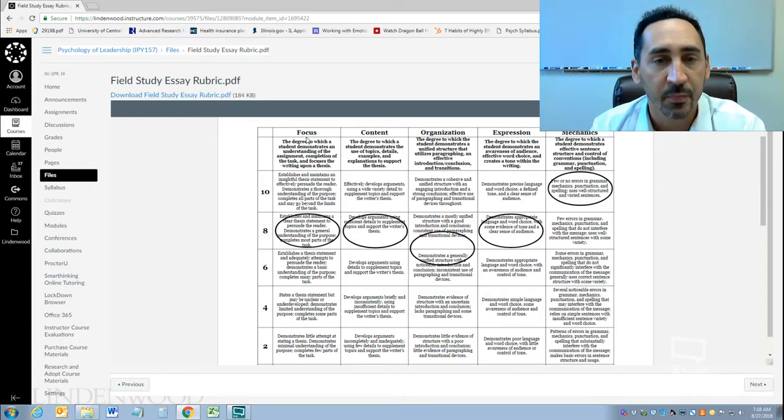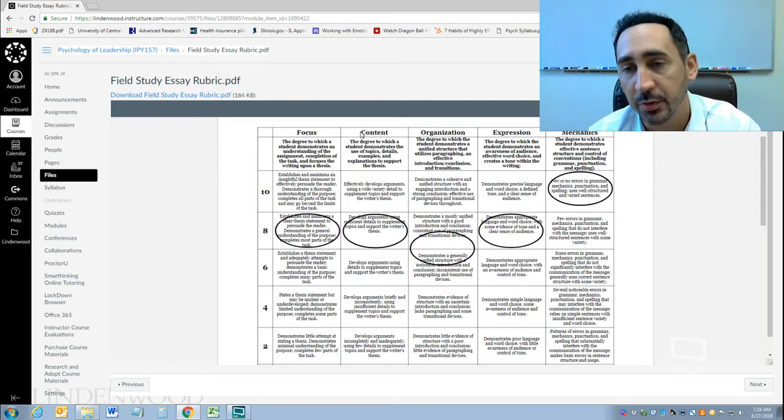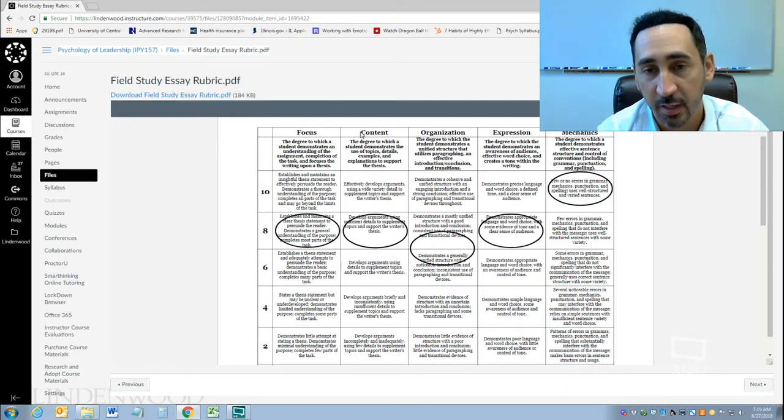to the main point in your essay. The content, this is where you're going to be graded on how well you achieve the items that are outlined in the field study ideas, the requirements. So, do you discuss your observation? Do you discuss a theory? Do you discuss how that theory relates back to the observation that you made? Just basically your analysis and what that means.